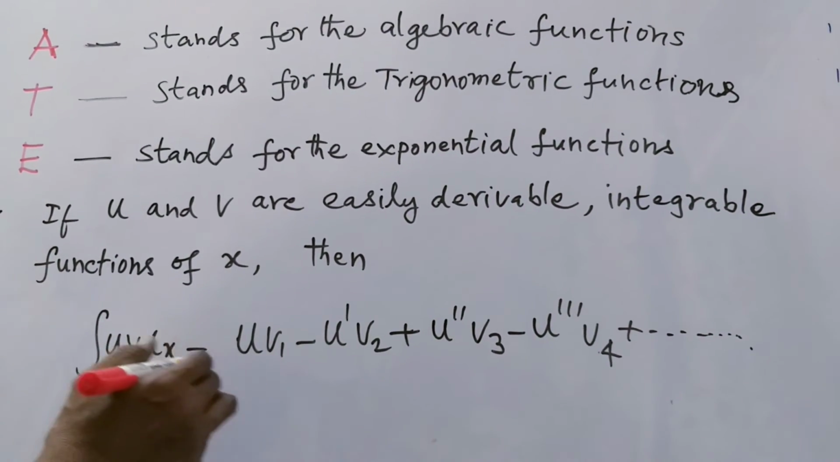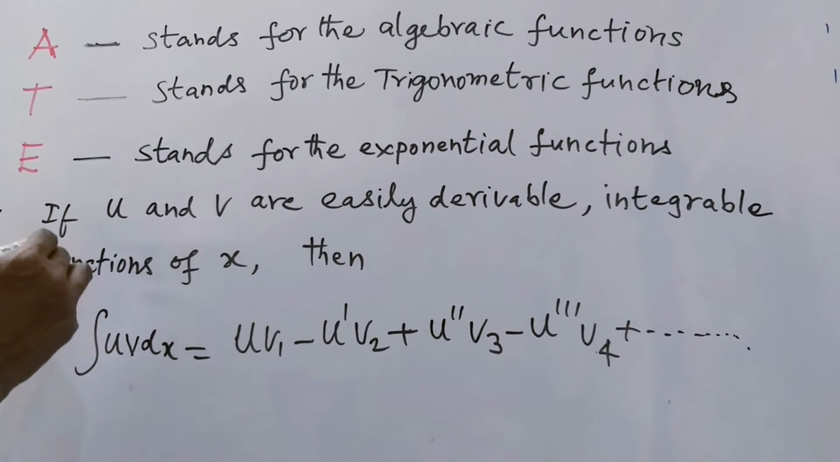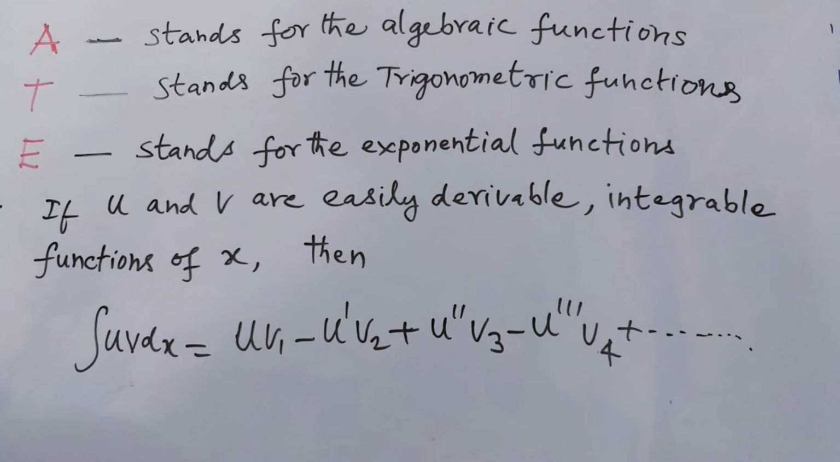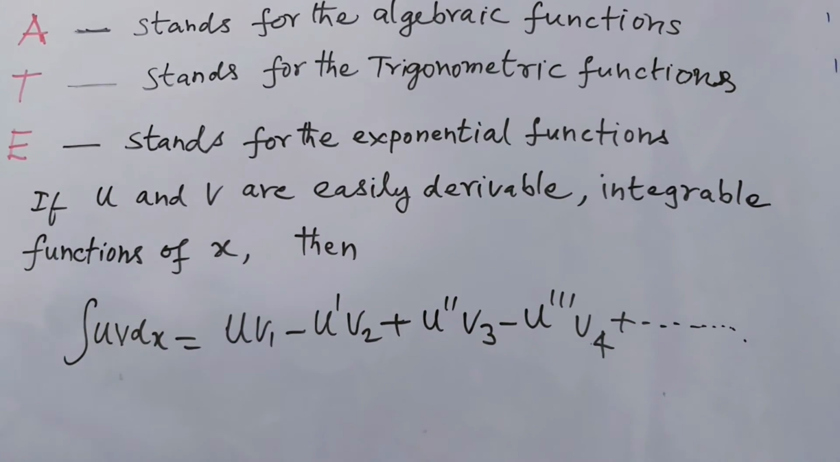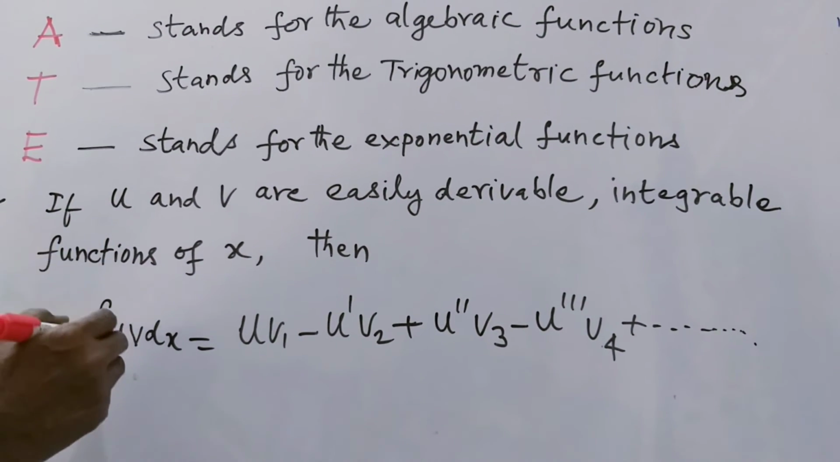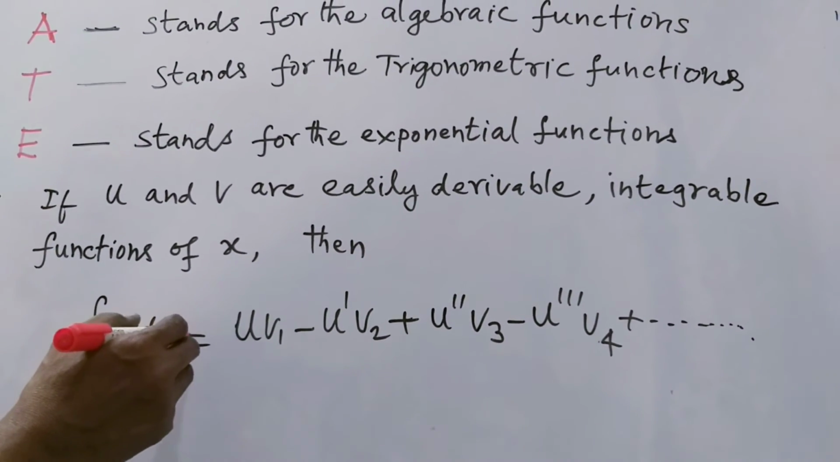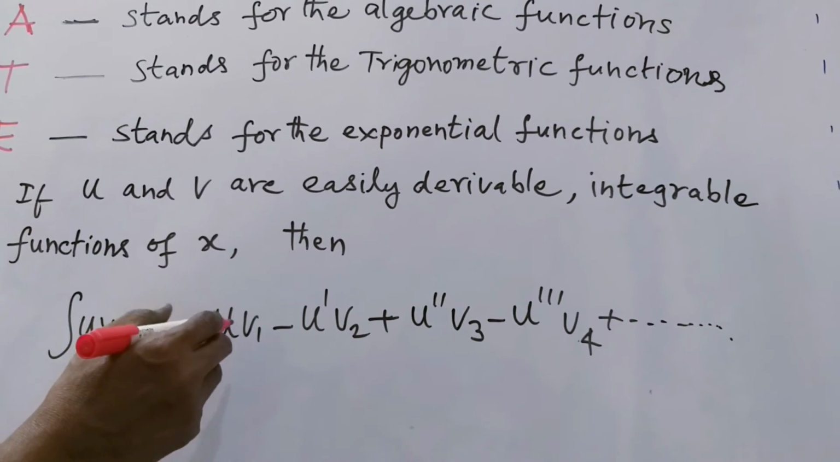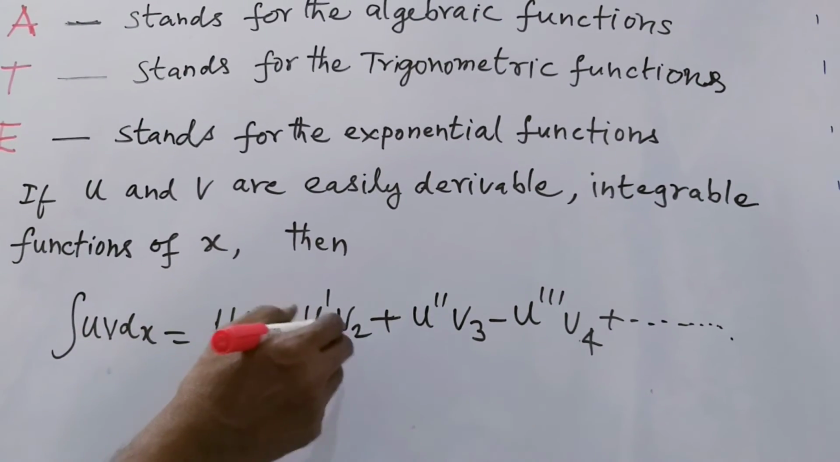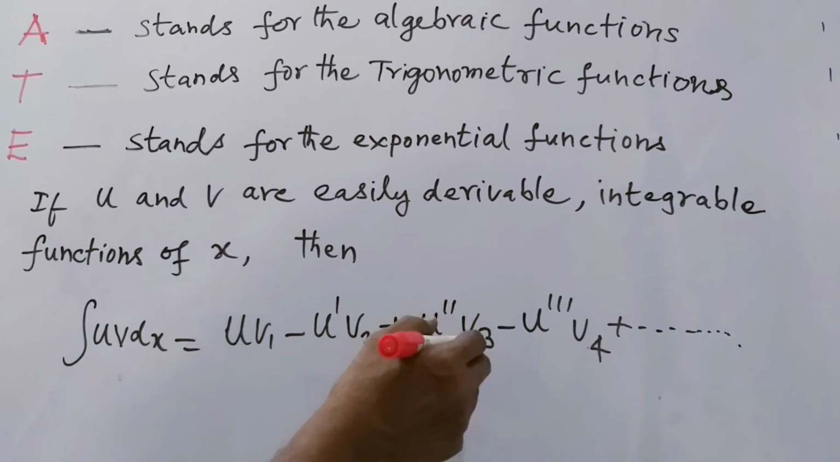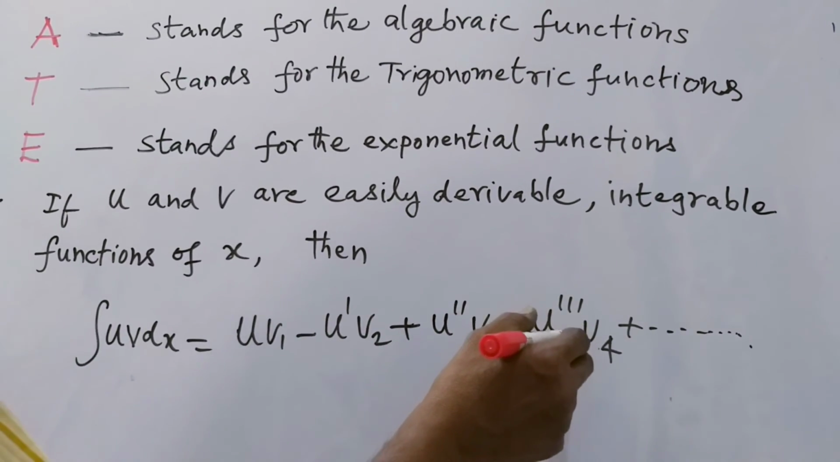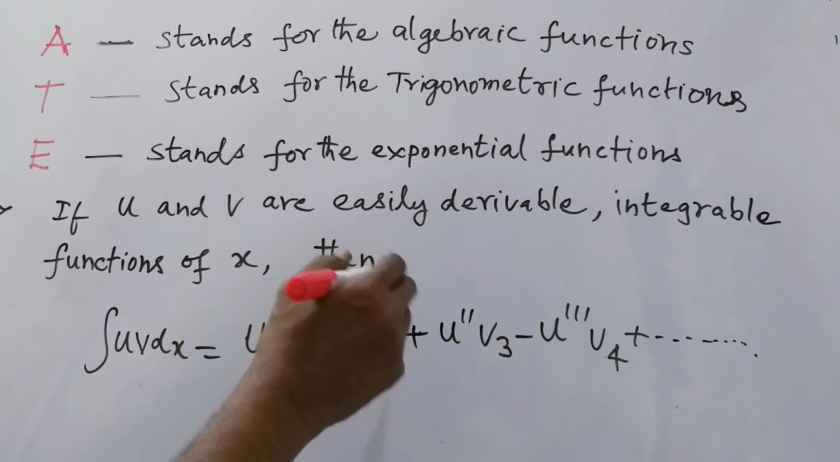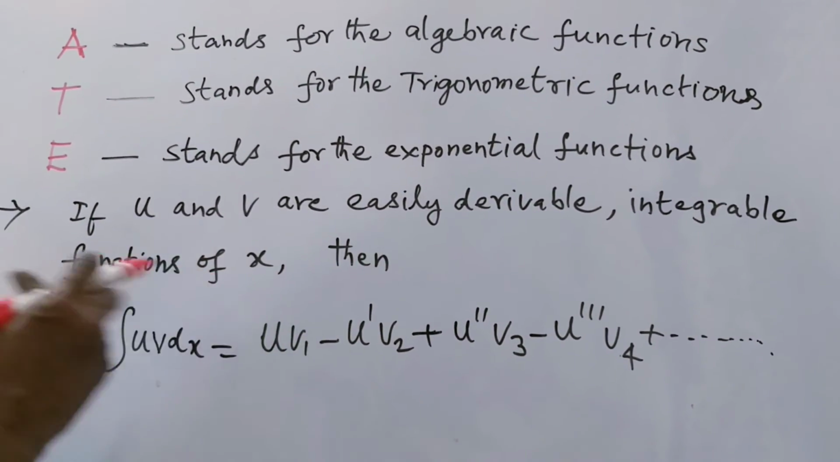So this is the concept for the integral of u into v dx is equal to u into v1 minus u dash into v2 plus u double dash into v3 minus u triple dash into v4 plus and so on, of the integration by parts.